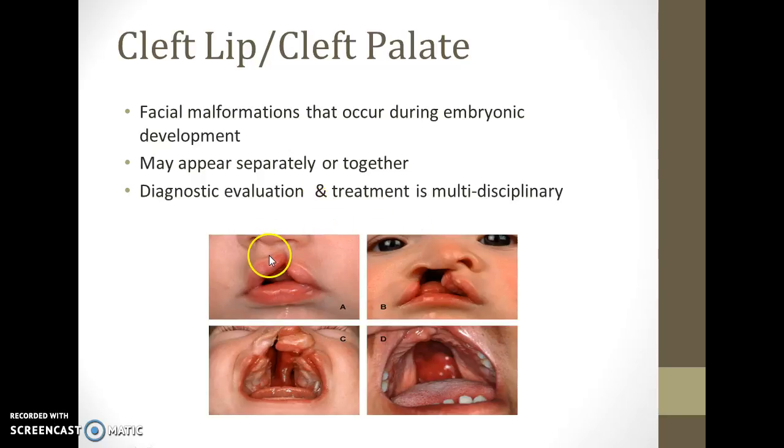So if you look at this picture here, you'll see this person has a little notch in the vermilion, and it's a slight cleft lip here, unilateral. Here it looks like the patient has a complete unilateral cleft lip and probably a cleft palate. Here you will see that the person has bilateral cleft palate and a bilateral cleft lip. And in this particular case, it looks like this person only has a cleft palate.